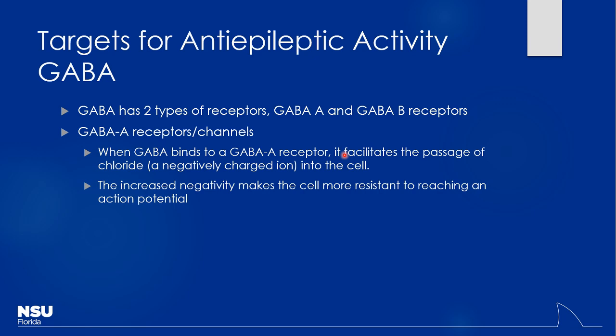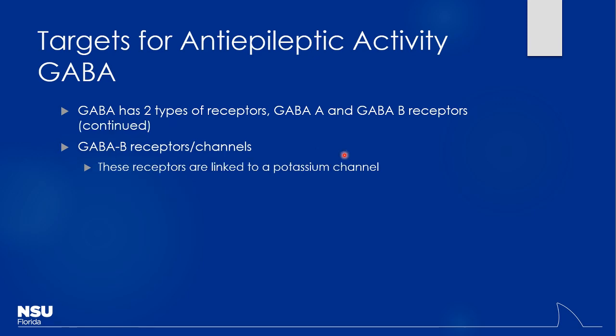There are a couple of ways we can affect this. You can have drugs that directly open the channel. You can have drugs that help GABA work better, enhancing the effects of GABA. Some of them may prevent the breakdown of GABA, so if I prevent the breakdown and have more of it around, that can be useful. There are a lot of different ways we can affect this. We'll talk about GABA B much later on. It's more linked to potassium channels, but we'll talk about that in terms of muscle spasticity in a couple of sections.